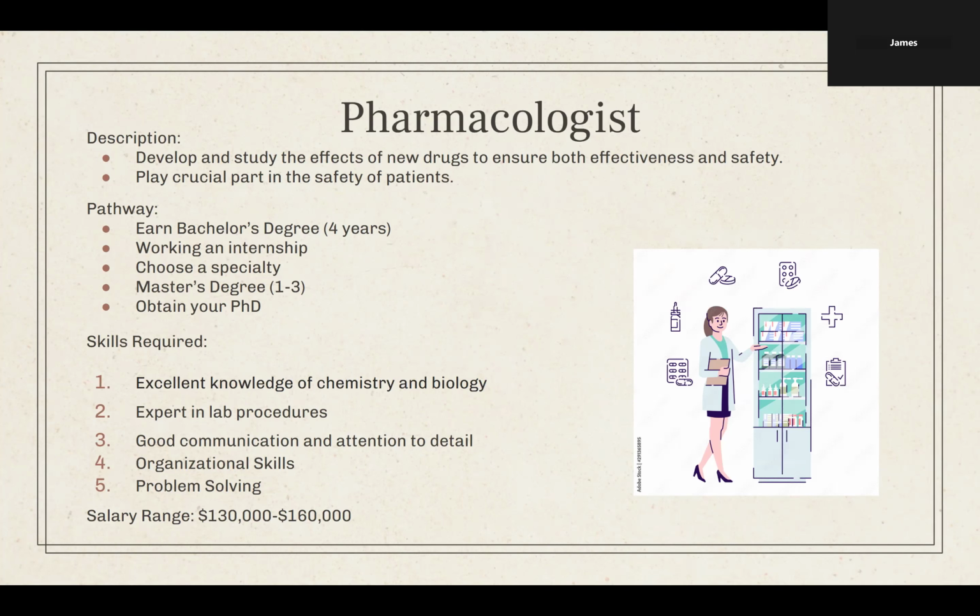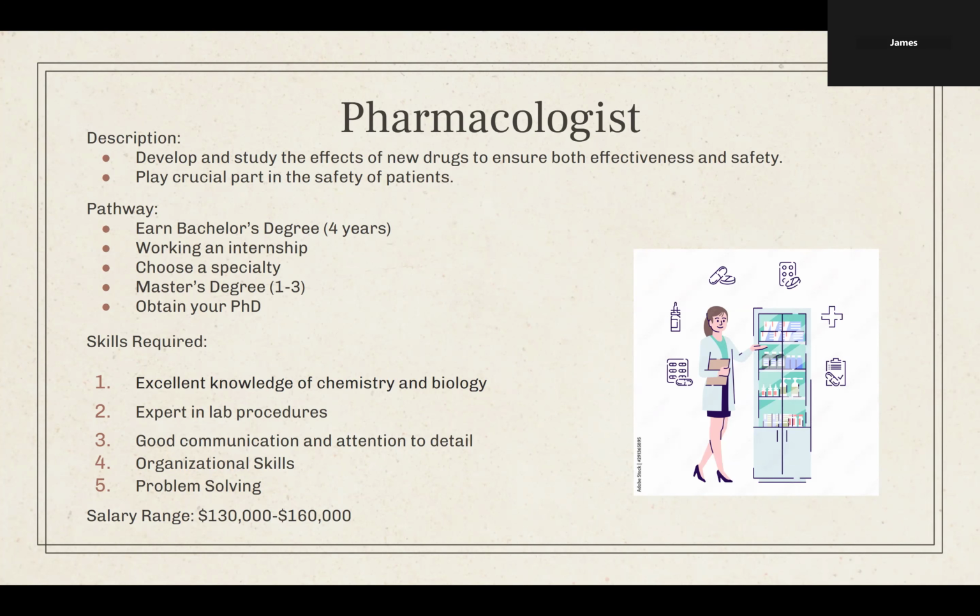Now, if you're interested in becoming a pharmacologist, you must first earn a bachelor's degree, which takes roughly 4 years, then choose to work an internship and begin choosing a specialty. Because drugs are used in so many different areas of medicine and for many different reasons, most pharmacologists choose to specialize in a narrower area where they can gain more in-depth knowledge. Afterward, you would obtain your master's degree, which takes 1 to 3 years, and lastly, obtain your PhD.